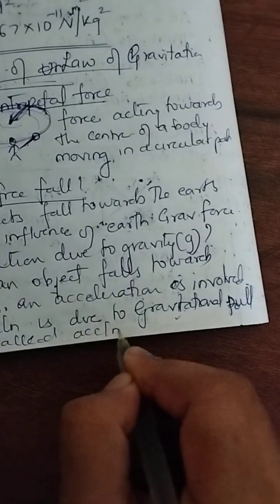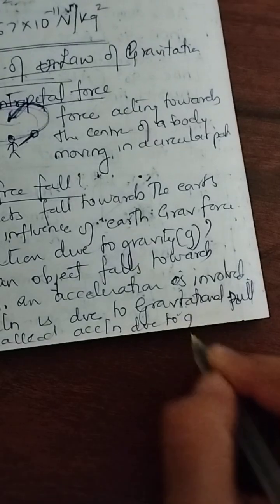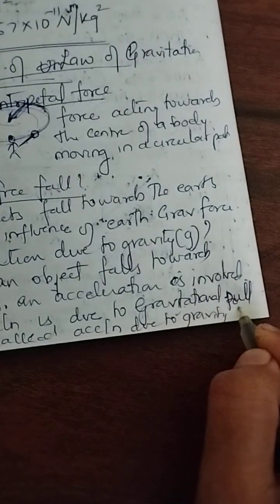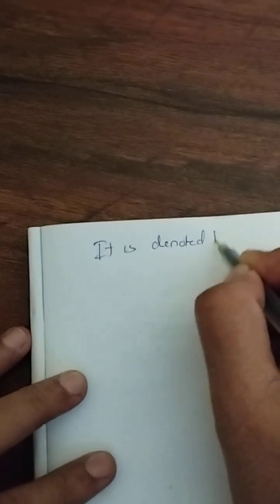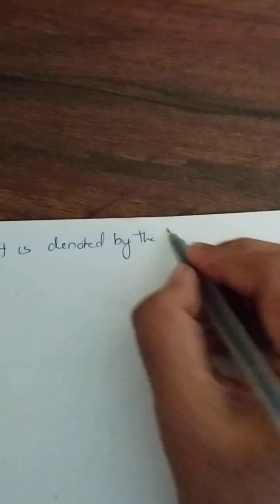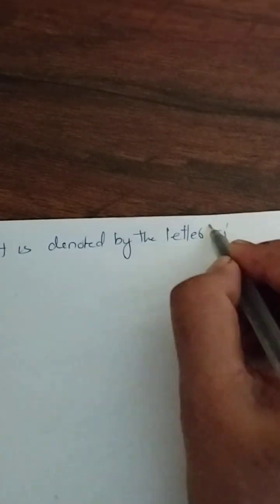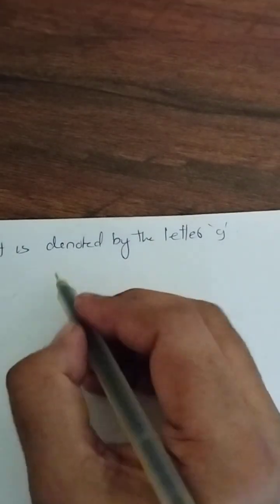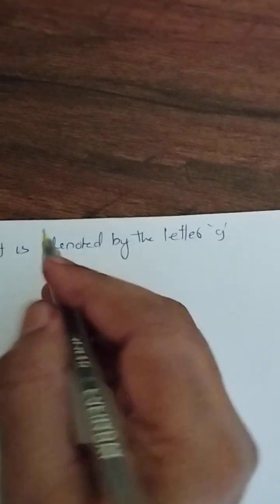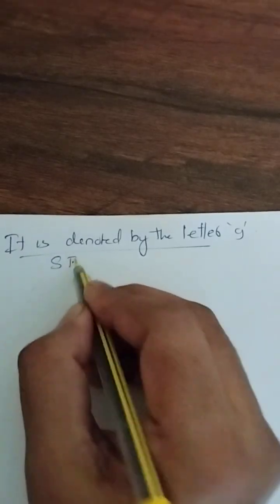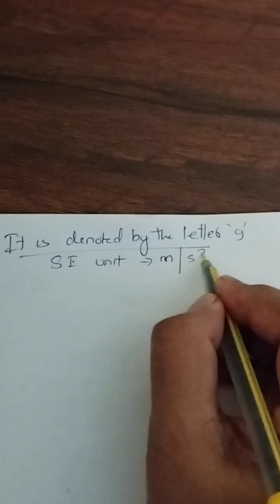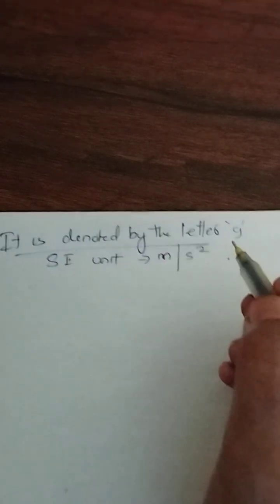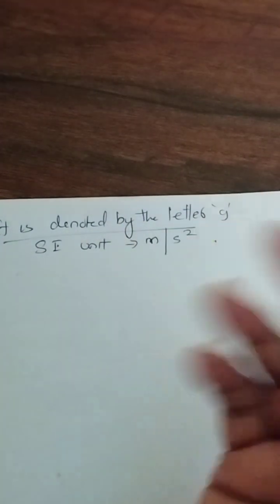acceleration due to gravity, denoted by the small letter g. Now we know that the SI unit of g is the same as that of acceleration. It is meter per second square.